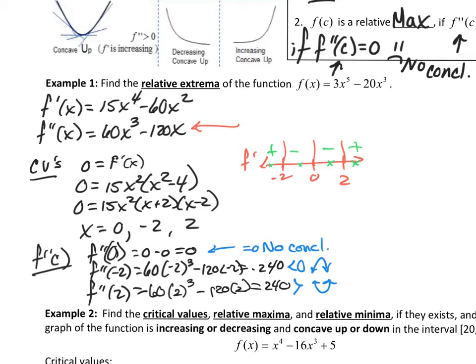And so we need to have our final conclusion. Here we have first derivative. These are critical values. Yes, we agree they're critical values. F double prime of 0, no conclusion. That makes sense, right? Because of that first derivative. And then the second derivative here, we have max and mins.